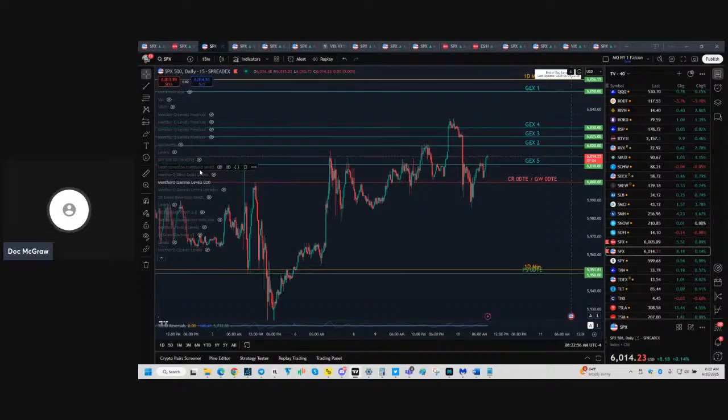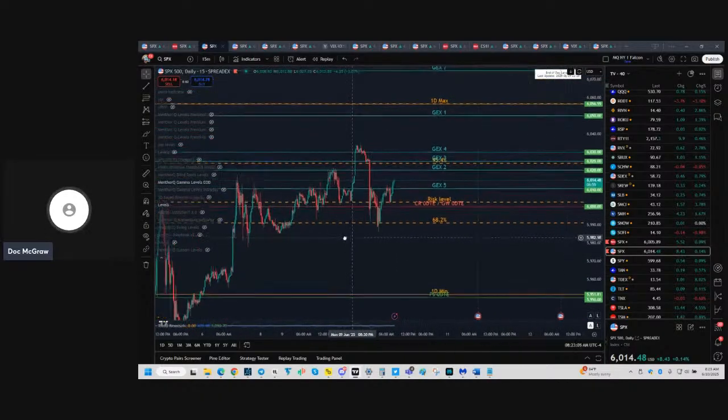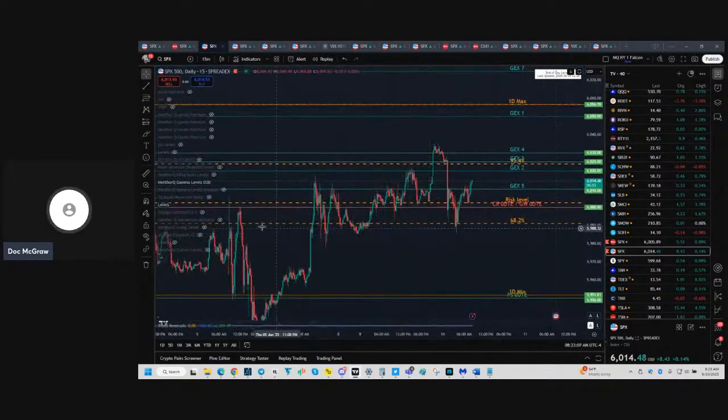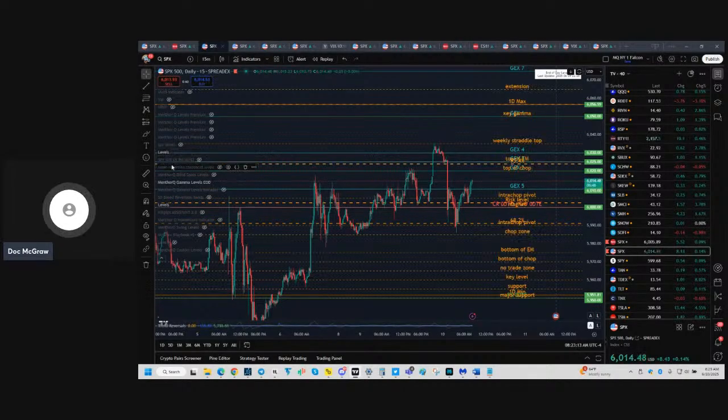That's the wrong chart. Where is it? Not the one? No, that's not the one. Is this the one? No, that's not the one. See that? I shouldn't have messed with it. That's not the one. That's the one. Okay. I got a lot of indicators here.